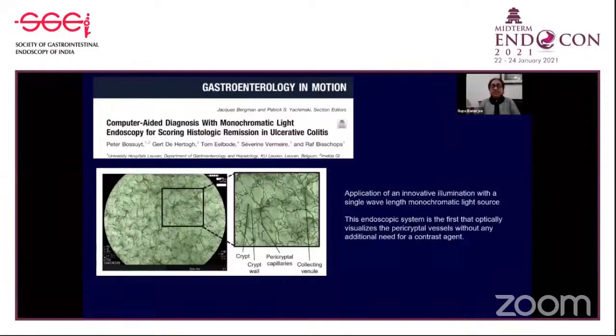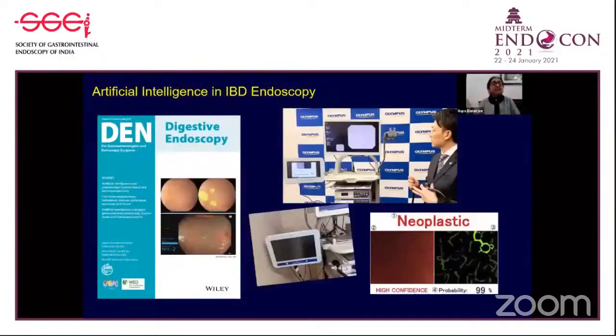Advances now: computer-aided diagnosis. This is a recent paper this year which says that application of an innovative illumination with a single-wavelength monochromatic light source, this endoscopic system is the first that optically visualizes the pericryptal vessels and gives us a computer-aided diagnosis for scoring histologic remission in ulcerative colitis. These are developments which are going to change the field.